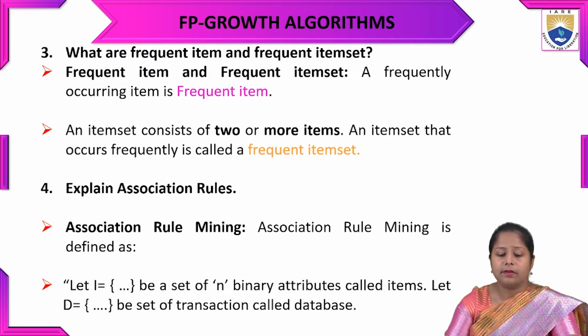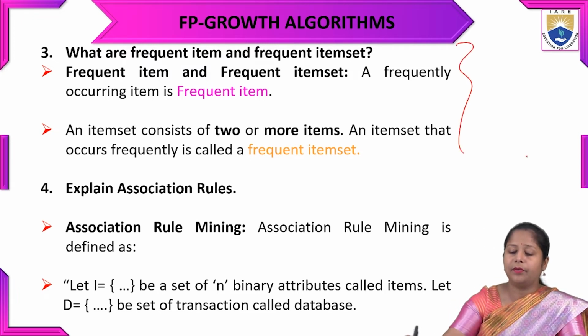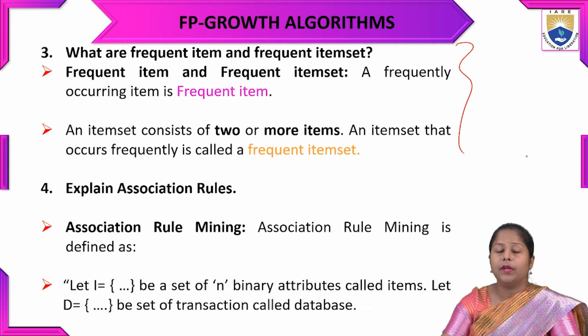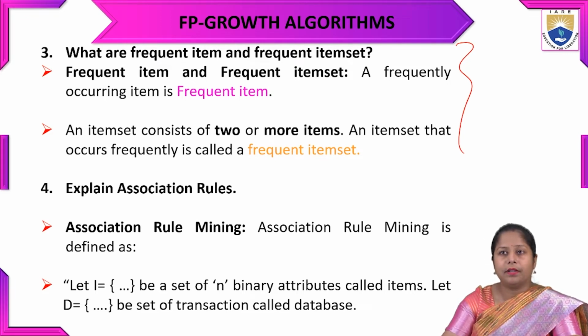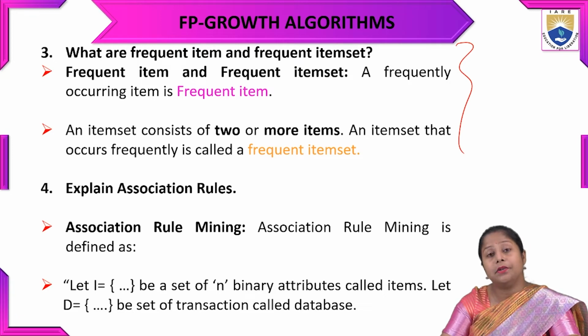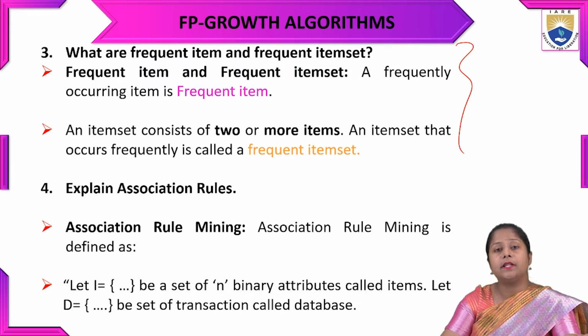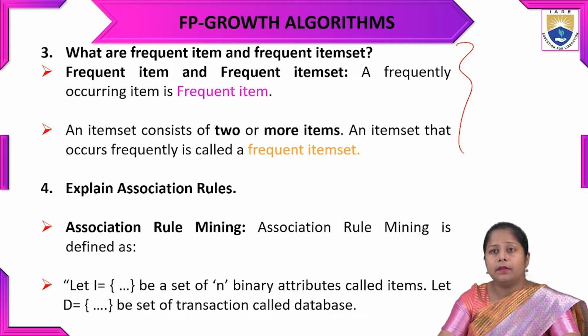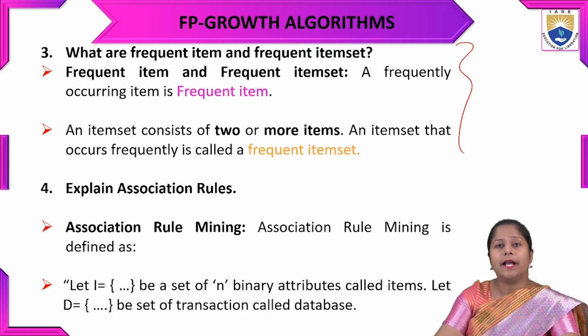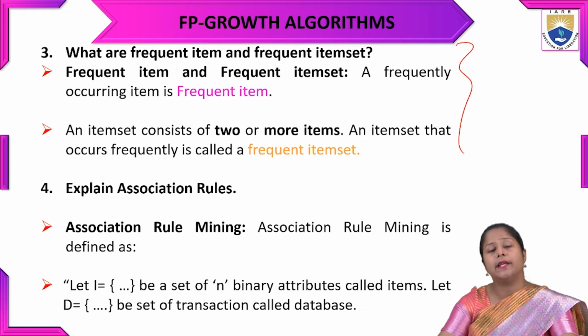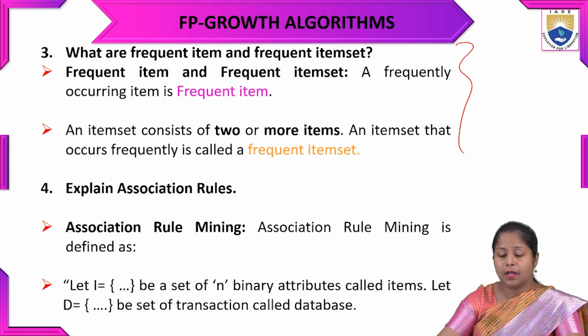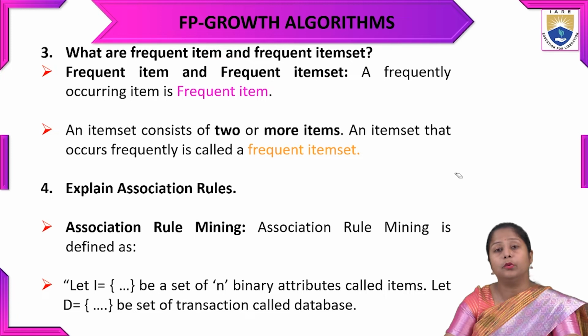Next question is: what are frequent item and frequent item set? A frequently occurring item is a frequent item. An item set consists of two or more items. An item set that occurs frequently is called a frequent item set. That is the definition of both.